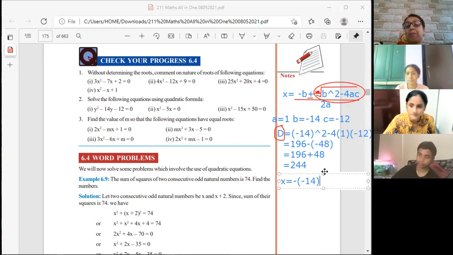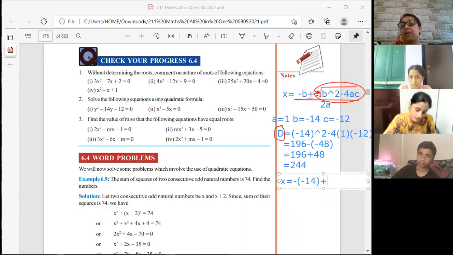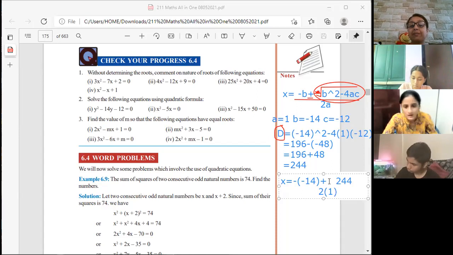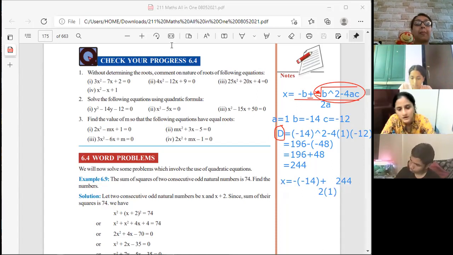Now I have to write plus minus root of b square minus 4ac upon 2a. Okay? 2 multiplied by a. What is a for me? 1. Am I right? 12 plus minus, and writing.